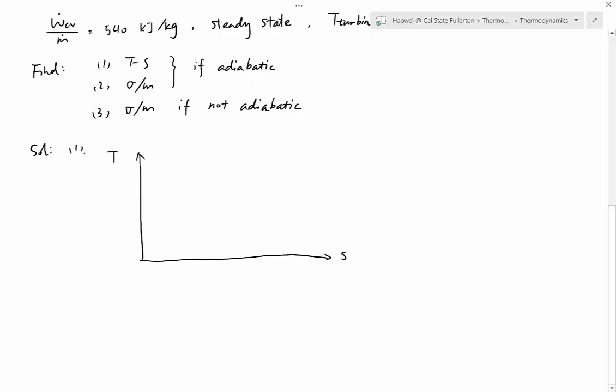On a T versus S diagram, be careful here is lowercase s. We always sketch the vapor dome first, just like before. And then on a T versus S diagram, we have constant pressure lines. Curve up, straight, and then curve up. And then let's sketch two of them. One for P1, the other one for P2.